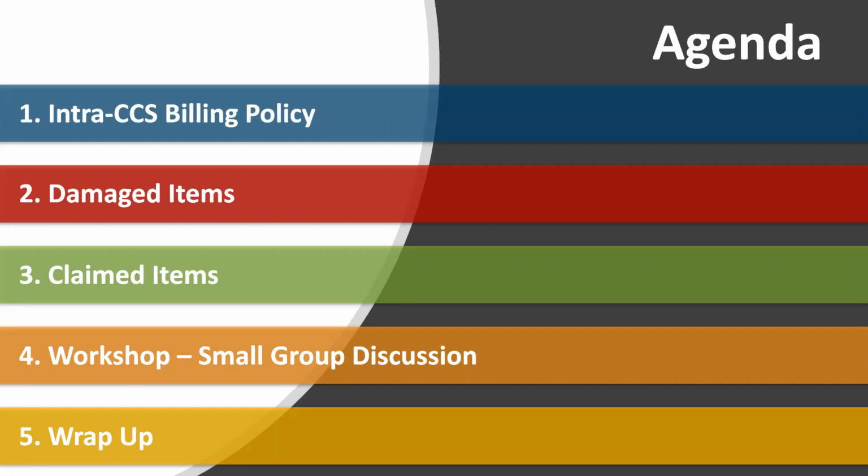So our session today is going to have two main parts. The first part will be a presentation style where we're going to look at the documentation together and walk through some examples. And then for the presentation portion of this section, we will specifically be looking, starting with the CCS intra-billing policy. Then we're going to move into talking about damaged items, and after that, claimed items.